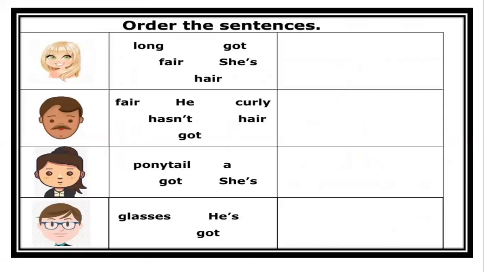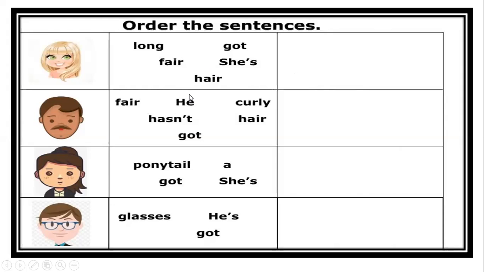And as we already did. And in here, what you have to do is to order the sentence. En esta parte, lo que usted tiene que hacer es ordenar la oración. For example, dice, long hair, long, fair, she's got hair. Entonces, ¿qué puedo decir? She's got long hair, ¿verdad? Ella es de cabello largo, ¿verdad?